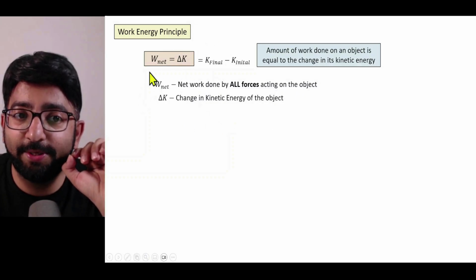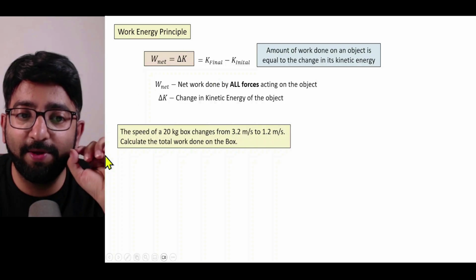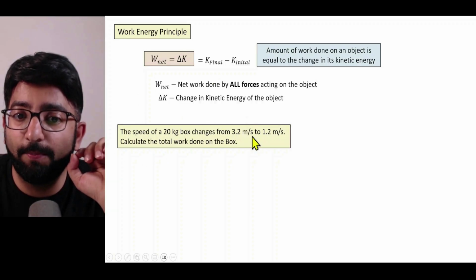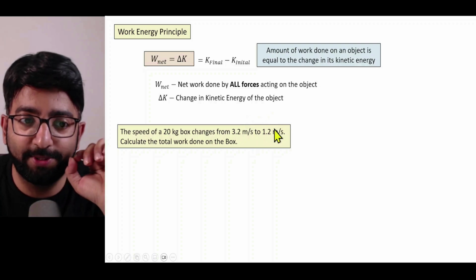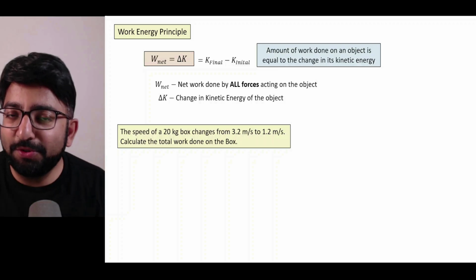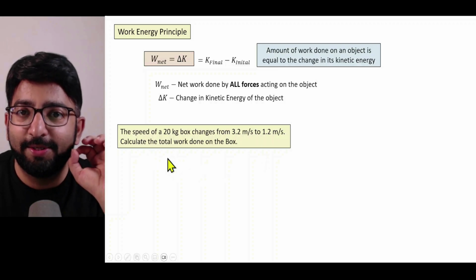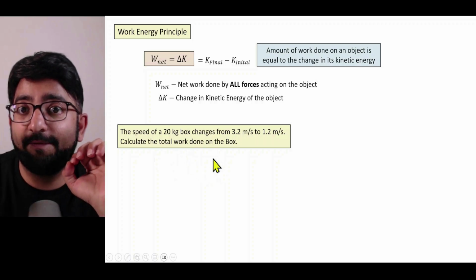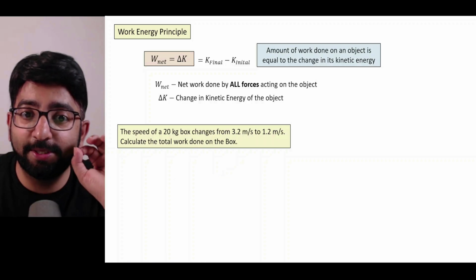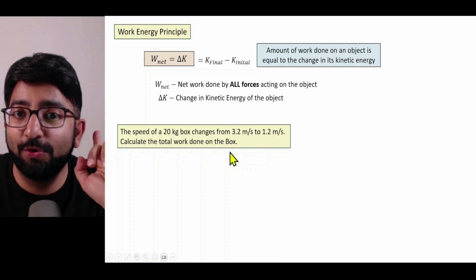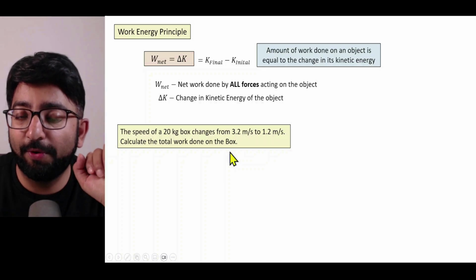Let's try to solve a question based on this formula. So here we have been given the speed of a 20-kilogram box changes from 3.2 to 1.2 meters per second. Calculate the total work done on the box. Now, in the exam situation, if you get this question, students have this habit of going to the basic formula for work, which is Fs cos theta. But the problem is, force is not given here, displacement is also not given here. So the formula will not be useful to get the answer.